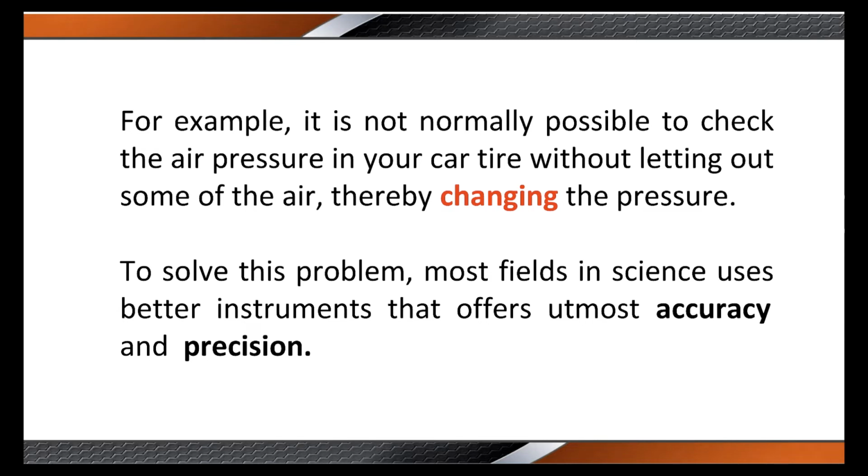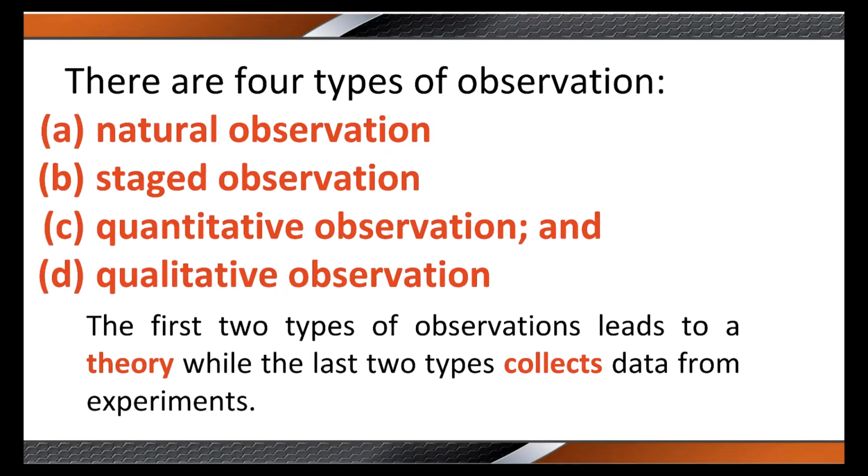You're not going to be getting a very good quantitative measurement from that. That's a poor instrument for that. All right, so we have an idea of what an observation is, using our 5 senses. There are 4 types of observations that we can use our senses to gather information with.